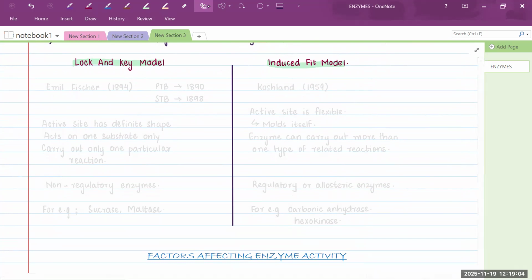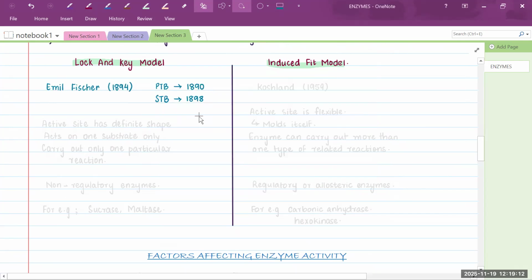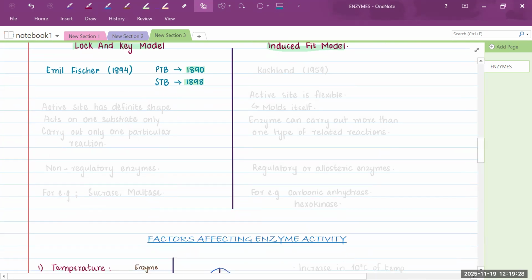So the lock and key model was introduced by Emil Fischer in 1894. However, there are some problems with our provincial books. Like in PTB, it was introduced in 1890, and in STB, which is the Sindh textbook, we have 1898. So you need to remember the date according to your province books. Okay.